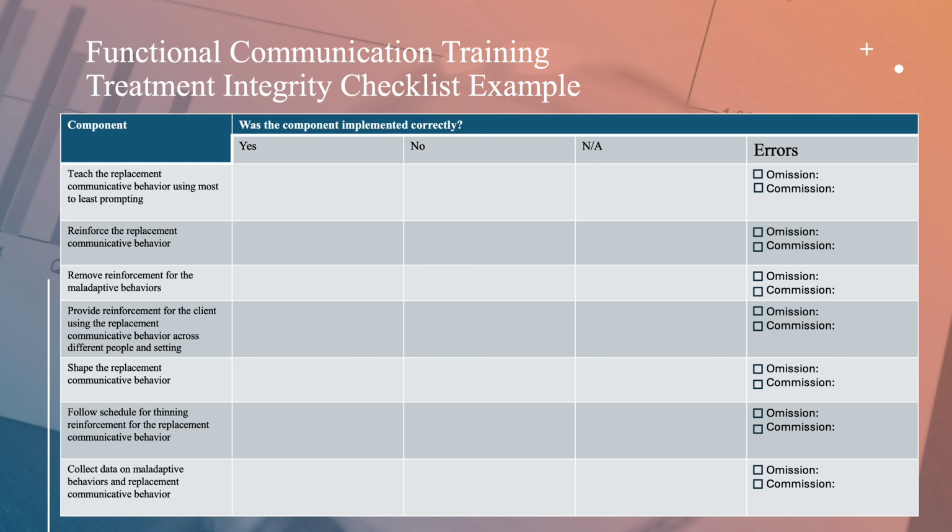This would be an example of a functional communication integrity checklist. So we have the components to the left side. We have, was the component implemented correctly? So there's yes, no, and NA options, and then any errors where there is an omission or commission, and then we would have the comments to put there.